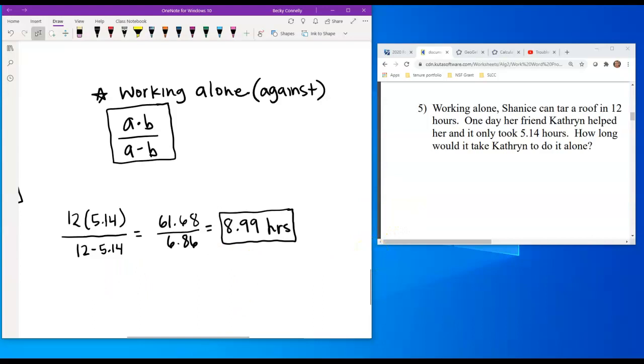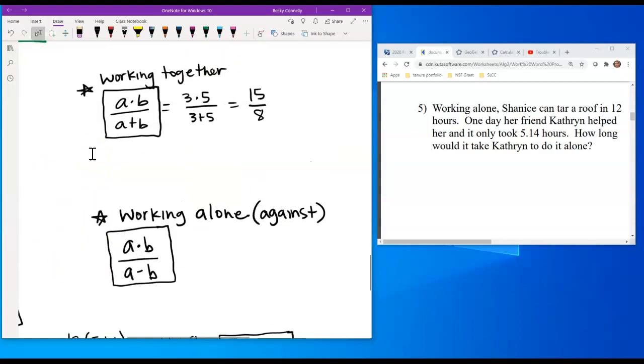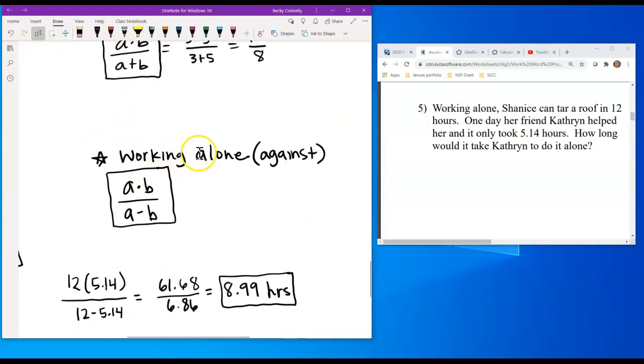All right, let's see. Were there some questions? Does that make sense? Or what else can I clarify for you? Everybody see why we're going to be doing the subtraction on this one? What are the keywords you're looking for? When it says, how long will it take them working together, you'll do the a plus b on the bottom, whereas when you're working alone, you'll do the a minus b.